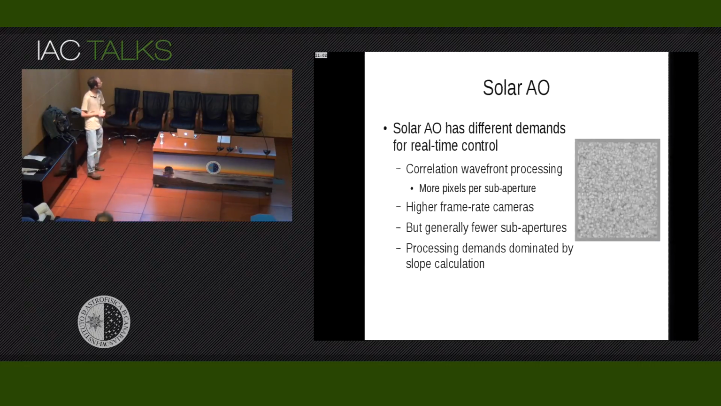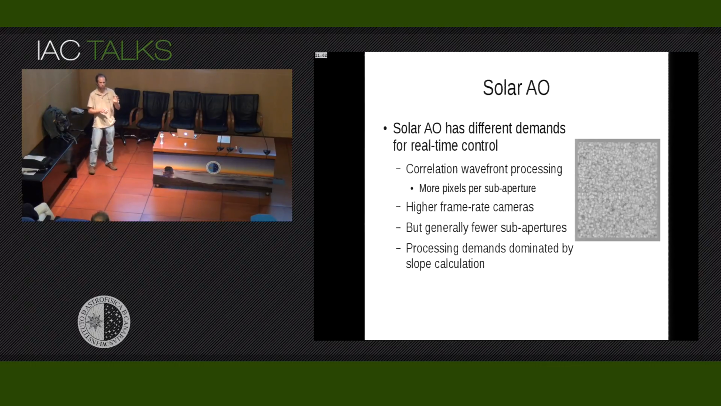Solar AO. Solar AO has different demands for real-time control than nighttime AO. One of the main differences is the type of wavefront processing that they do. Rather than using center of gravity, they have to use correlation. So that's a typical image from a solar AO Shack-Hartmann. And how do you center of gravity that? You can't. You have to use correlation.